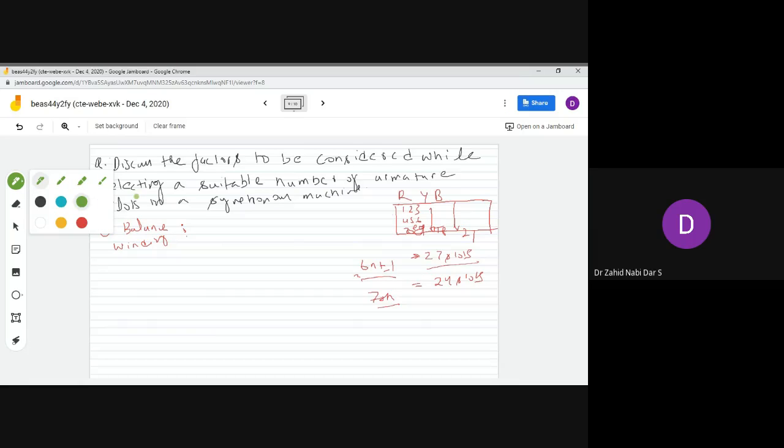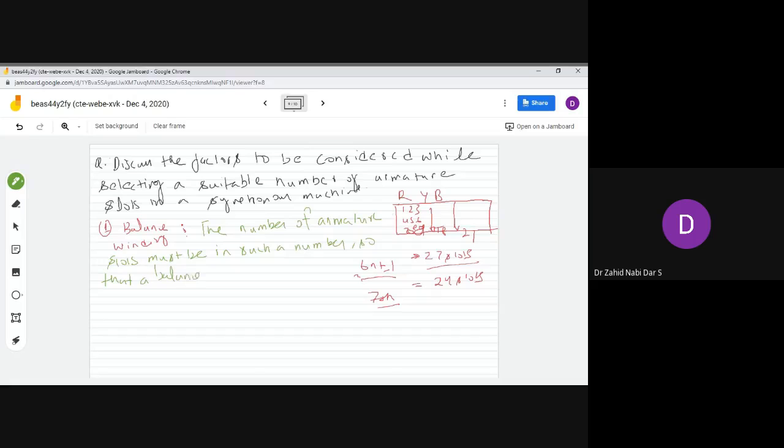So this is something of importance. The number of armature slots must be in such a number so that a balanced winding is obtained. So this is one phenomenon that is required.